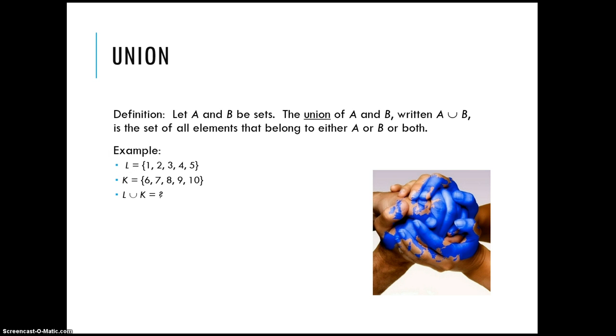So if we were to look at an example here, let's consider the sets L and K, and we wanted to talk about their union. So what would their union be? Well, it would be the set of 1, 2, 3, 4, 5, 6, 7, 8, 9, and 10. That would represent the union of sets L and K. That is any element that's in either one of them or both. So you basically put them all together.